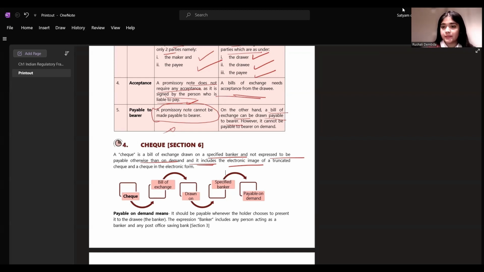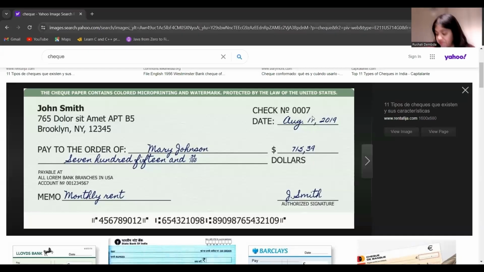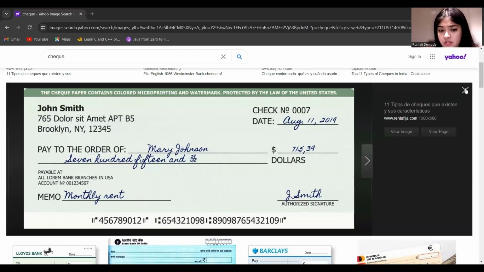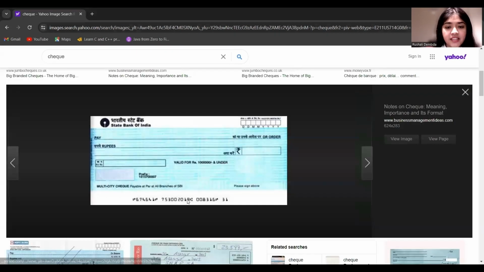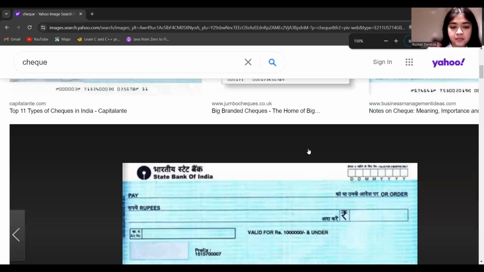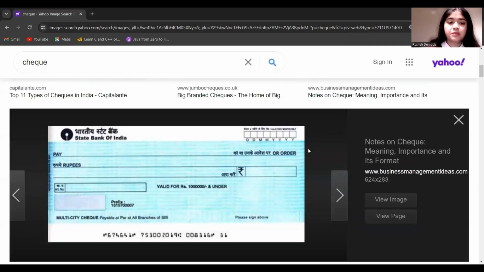Give me 1 second. How a check looks, right? You might have seen it earlier, or you might have heard about it, that a check is given for making some payment. So this check is issued by John Smith. Now, I hope this is not from us. Let's just take this SBI check. Okay. Now, if you can just see this. Yes, now it's visible to us.